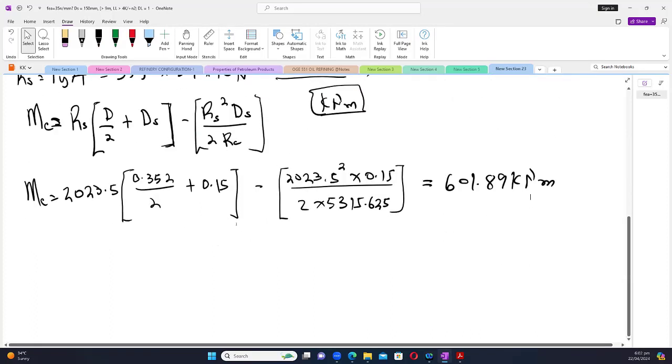So we are saying that if we go for this section, and if there's a composite action, the moment that it can offer is 601. So we have to check the loading coming onto our structure, whether the loading is greater than this. If the loading is greater than this, then it means the steel we provided is not adequate or suitable. With our hope that the steel section we provide will have enough capacity to take the demand coming from the loading. Okay, so let's do that analysis.